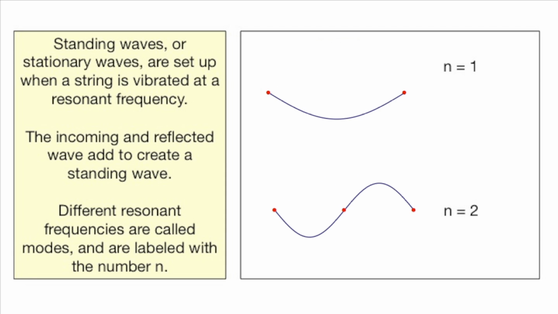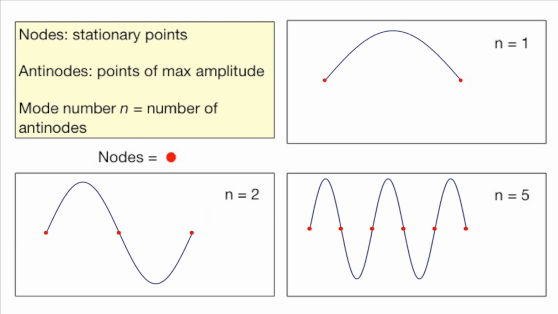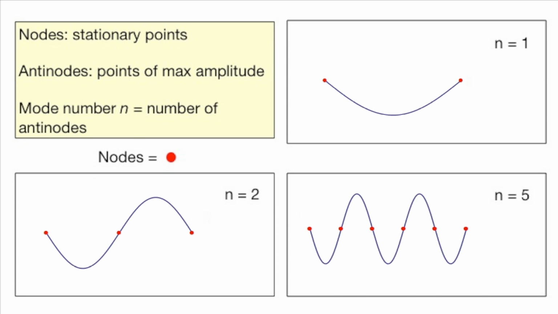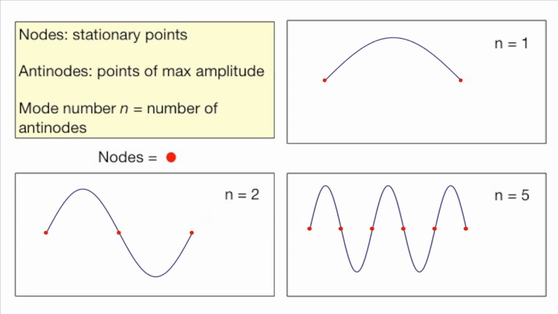Different resonant frequencies are called modes. We label each mode with a number n. The stationary points on the standing wave are called nodes, here marked in red. The points of maximum amplitude are called antinodes.